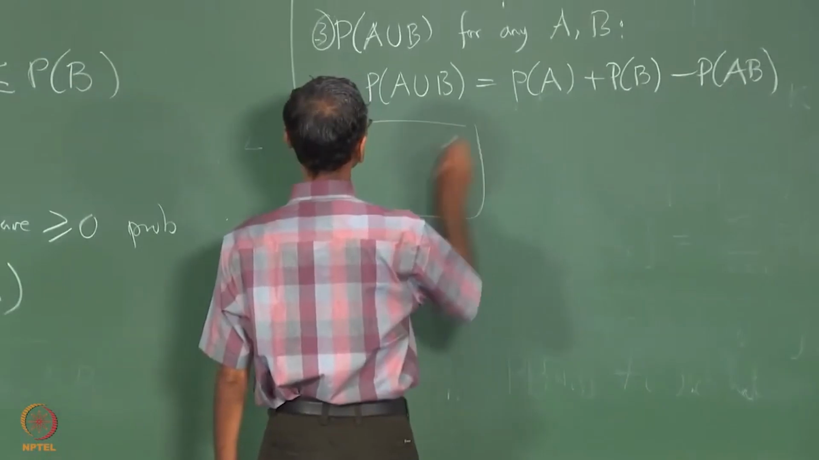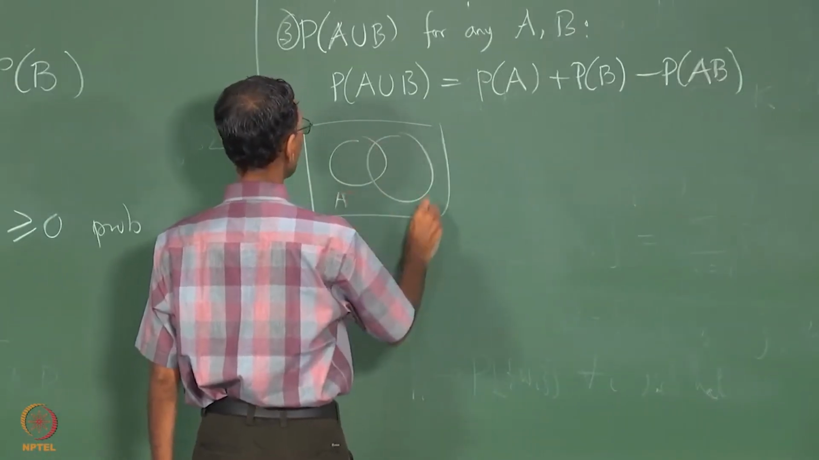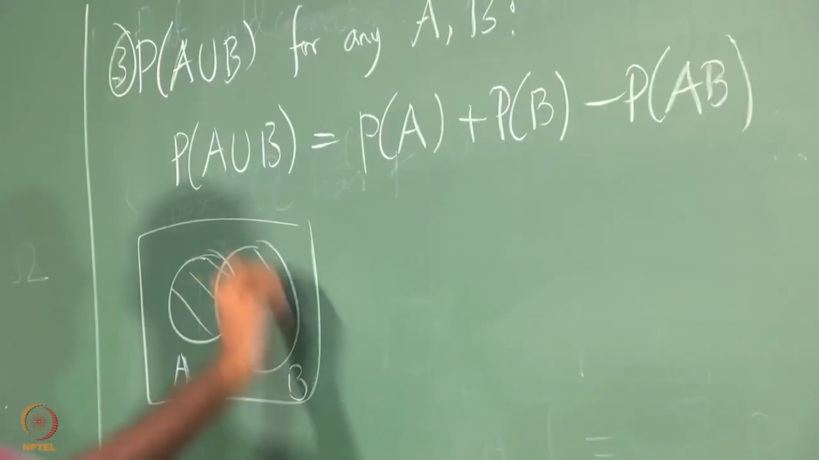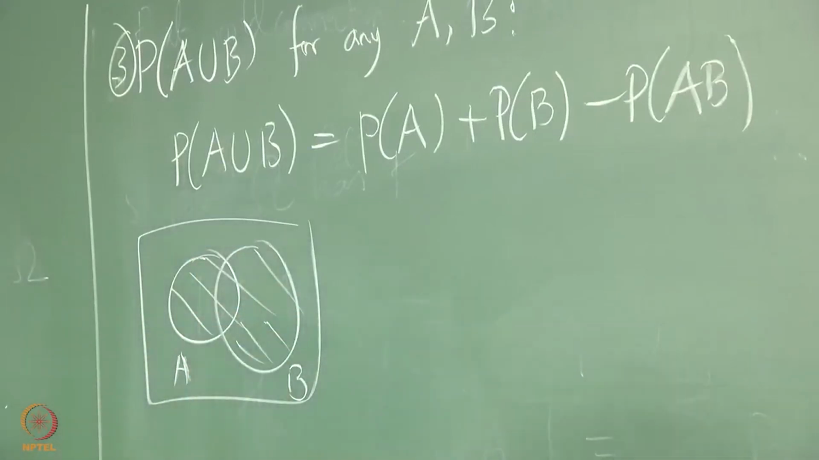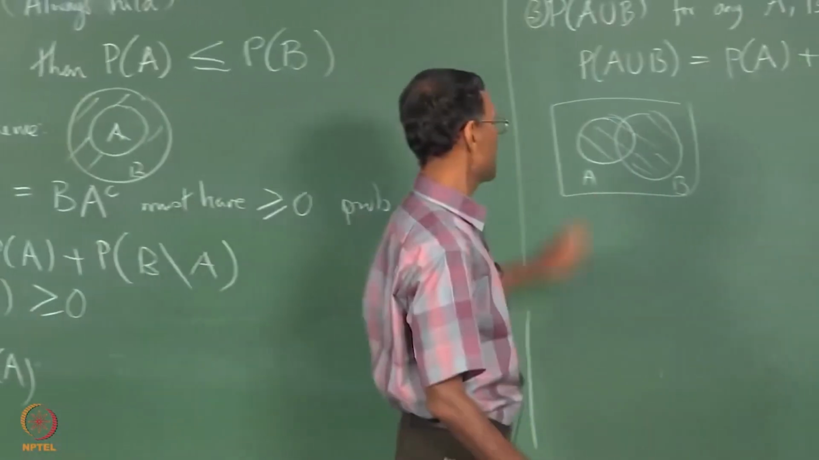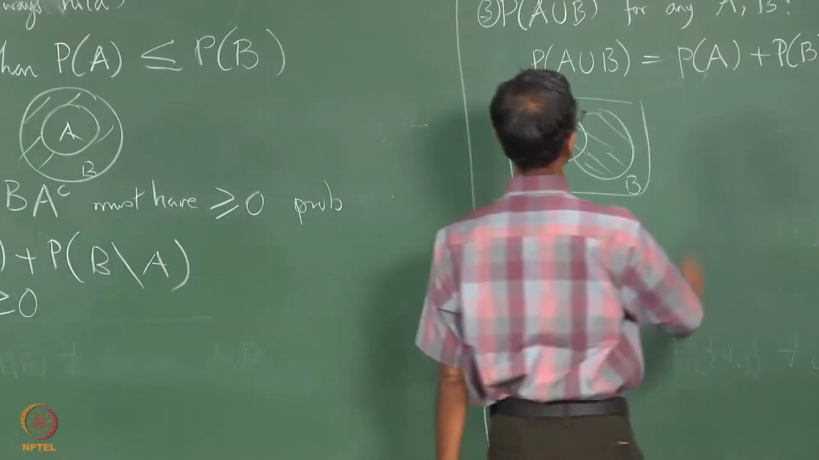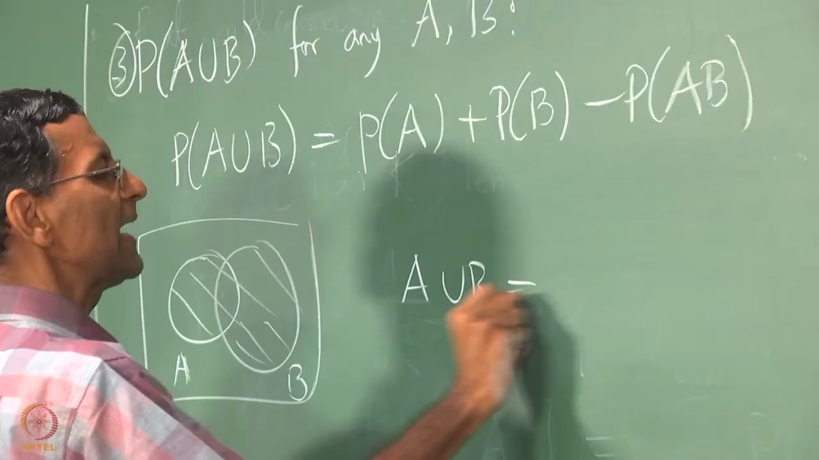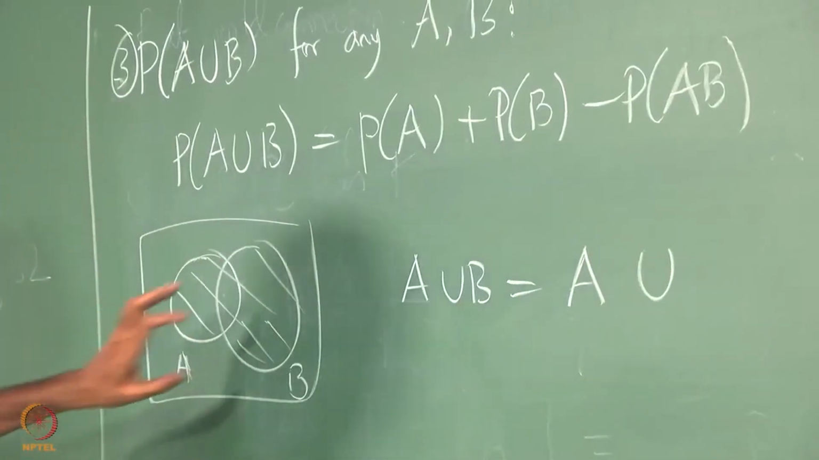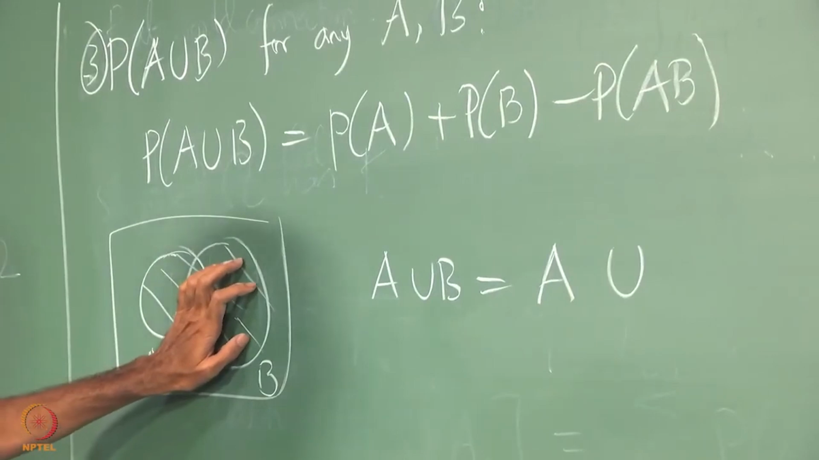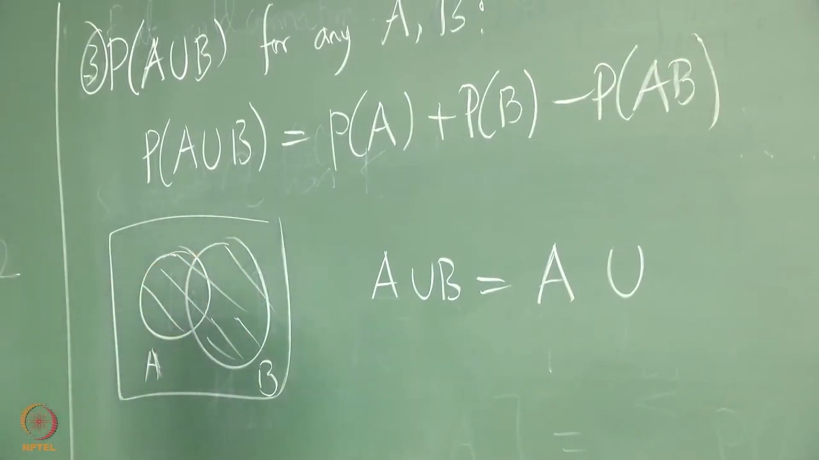So if we start off with just two events A, B, this A union B is this portion, which includes all the elements in A and or B. You count all of these points obviously only once in the union. So what is A union B? It's basically A union something. If I want to write this as a union of exclusive events, this portion is also written as B difference A, even when B is not a superset of A.